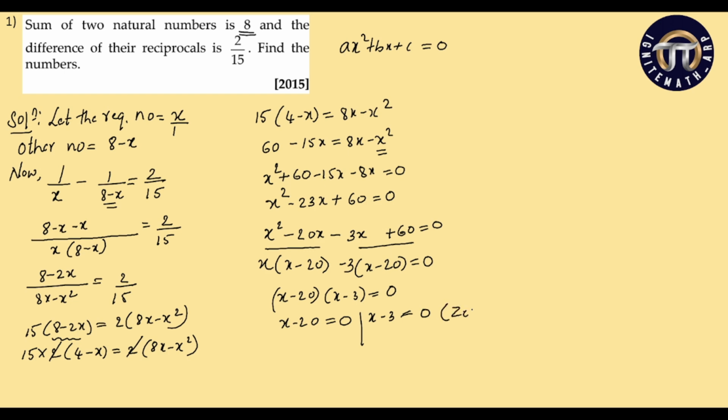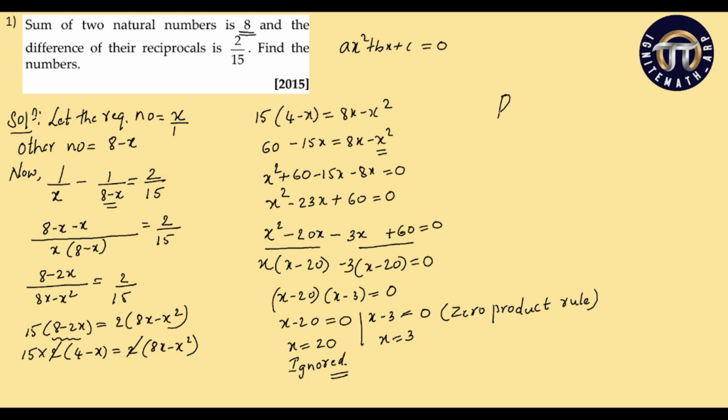So this is the zero product rule. Clear, children? Why am I equating it to 0? By the zero product rule. So x is equal to 20 here I get, x is equal to 3 I get over here. So which number is the right number? See, this 20 is ignored. Can you tell me why this number is ignored? Because the sum of the two natural numbers is 8. So if one number itself is 20, I cannot find the other number. The other number will be negative. That is not a natural number. So I will go ahead with x is equal to 3.